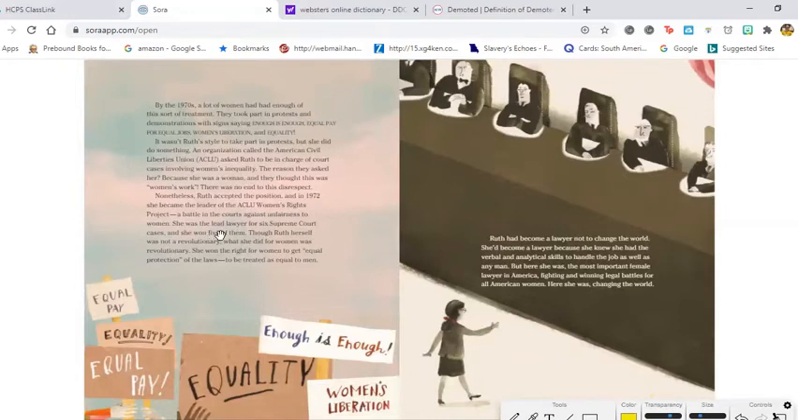She was the lead lawyer for 6 Supreme Court cases and won 5 of them. Though Ruth herself was not a revolutionary, what she did for women was revolutionary. She won the right for women to get equal protection of the laws, to be treated equal as men.